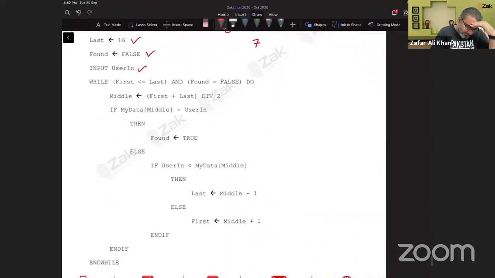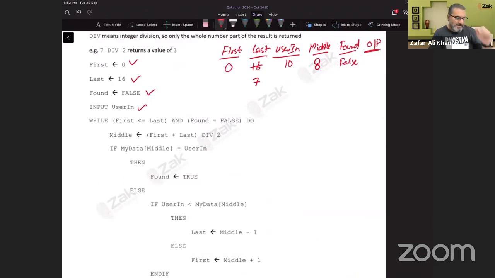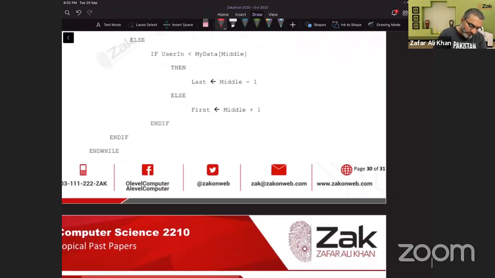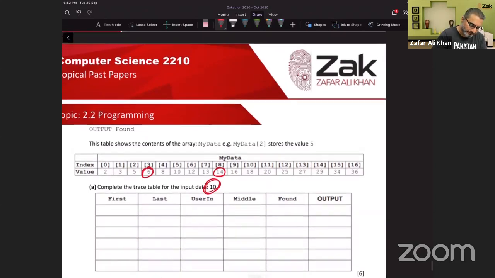Then and if, and while. Now let's check. If first is less than last, yes, and found is equal to false, yes, we go in and now we have to find the new middle. First plus last, 7, divided by 2, 3, and that is this 3. The middle is now 3. If data at the middle is equal to user input, no, this is 6. User input is at 5, by the way.